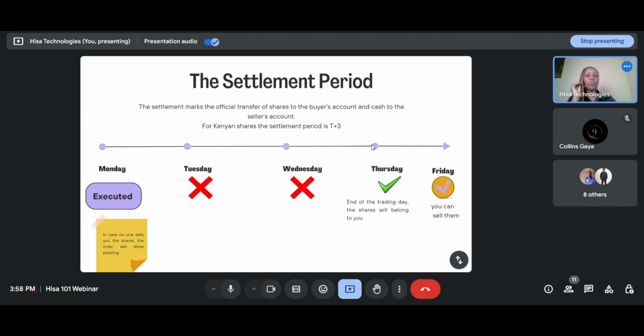So when you buy shares and you see the shares have not yet reflected on your portfolio, yet you know that this order went through and it has shown that the order was executed, kindly look at the settlement period. Don't panic. It is just that transfer of ownership that is happening. Okay, all right. Moving on.